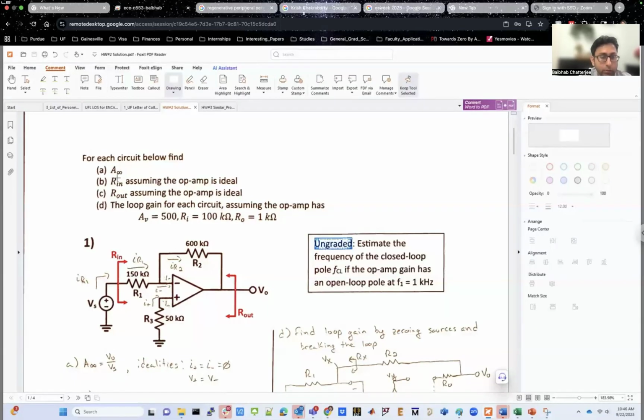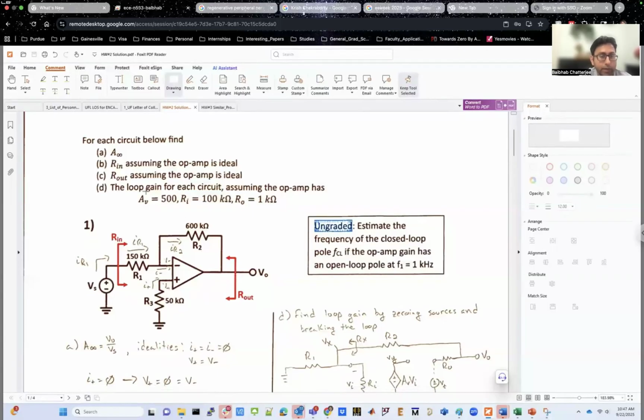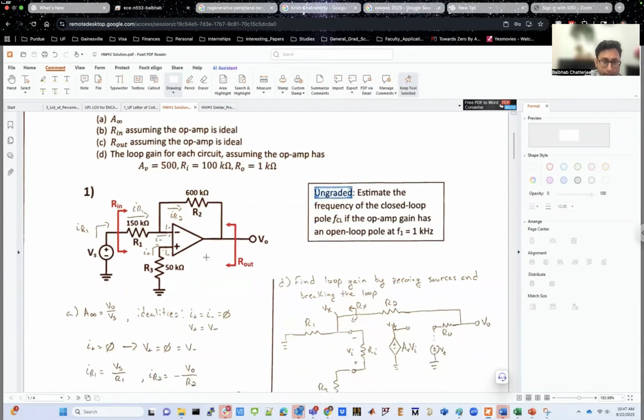Now, in homework 2, for each of the circuits, you are asked to find out A infinity, R in, R out, assuming that the op-amp is ideal. So A, B, and C, all of them assumed the op-amp is ideal. And then you had part D, for which you wanted to find out the loop gain for each of these circuits, assuming that the op-amp's gain is 500, and then you have R in of 100 kilo ohm, R out of 1 kilo ohm.